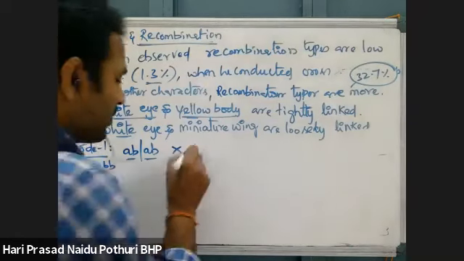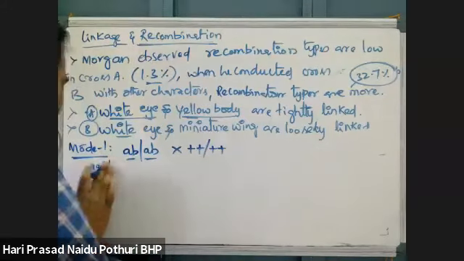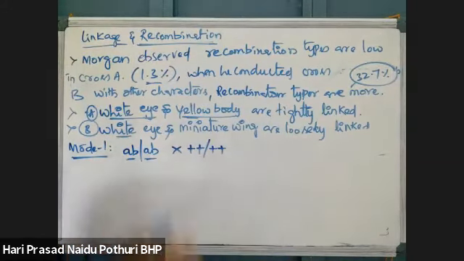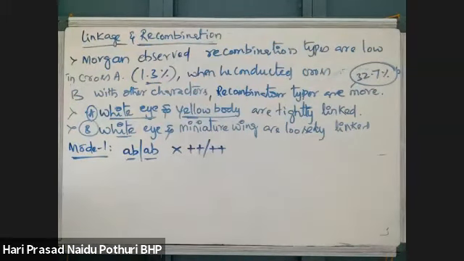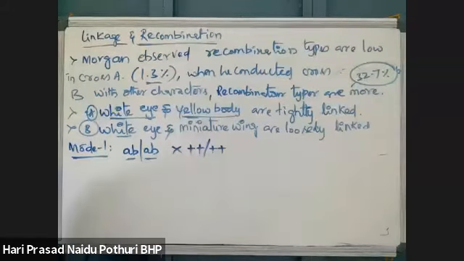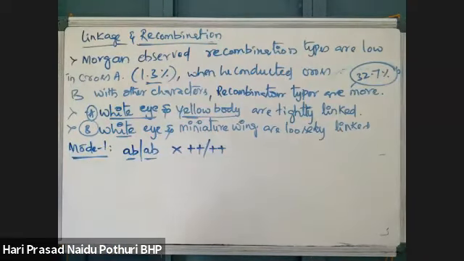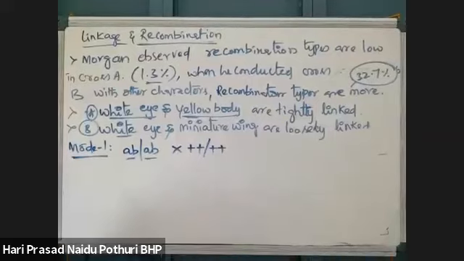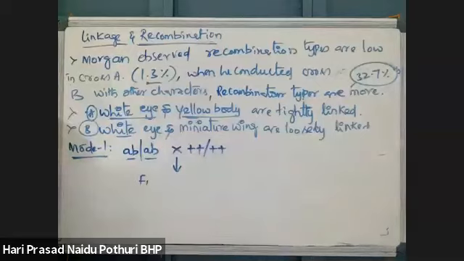Wild type means what? Wild type is a character which can be expressed under any condition, whether it is homozygous or heterozygous, dominant or recessive. In any condition, a gene will be expressed, that is called wild variety or wild type. Between these two, a cross was conducted and F1 progeny were produced. F1 progeny were seen in the following proportion.